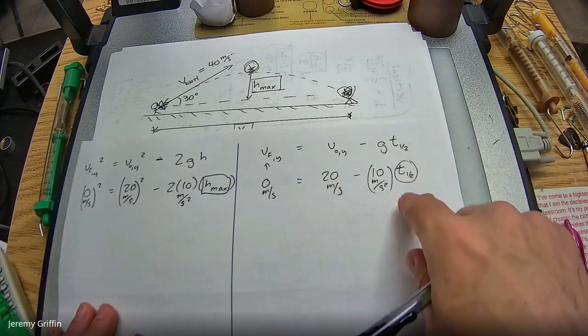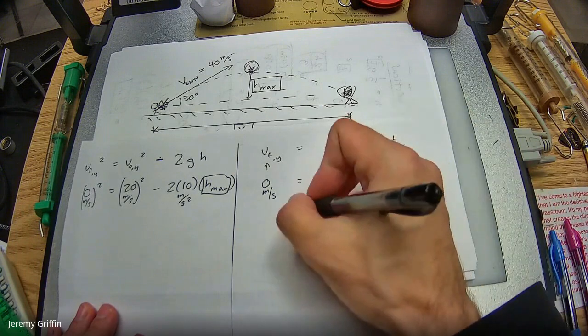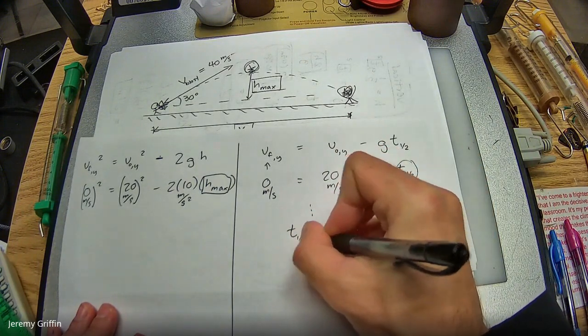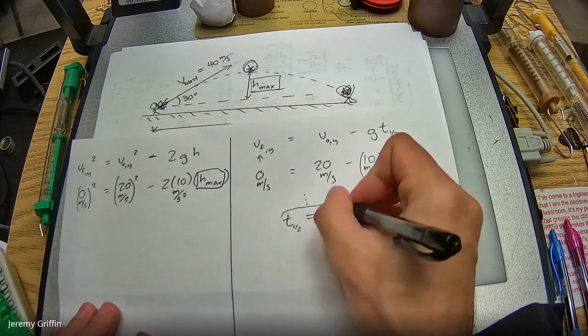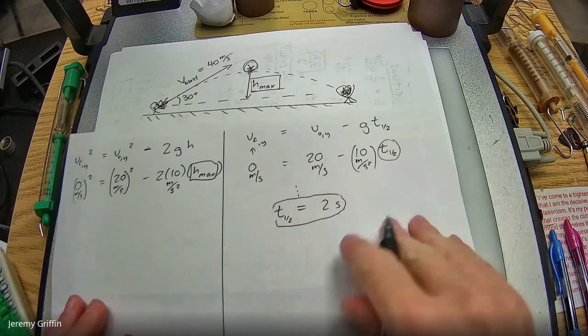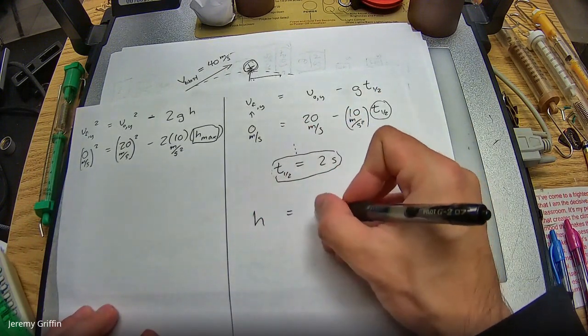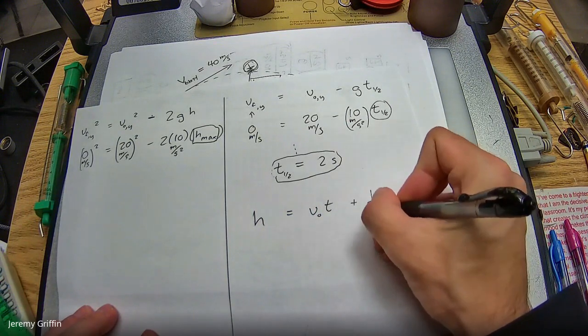Okay. If you rearrange this, you'll get 20 divided by 10. You get t sub 1/2 is equal to 2 seconds, which isn't the answer, but it is a middle step. Then you go back to h equals v naught t plus 1/2 gt squared.